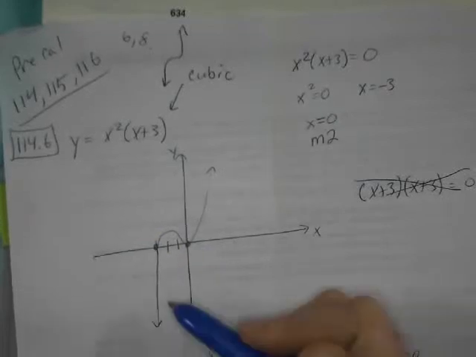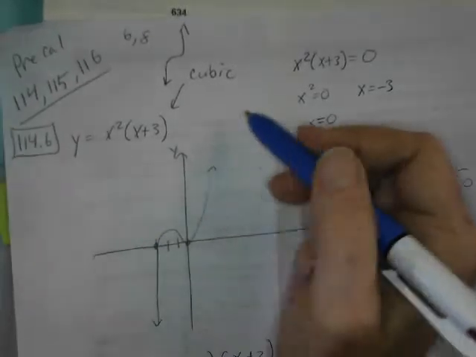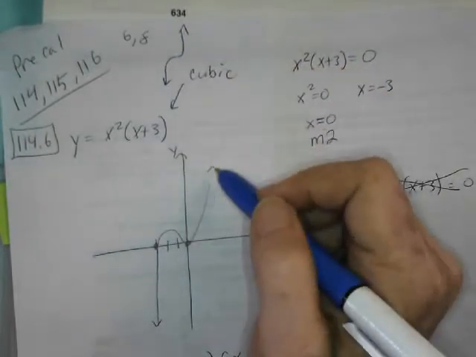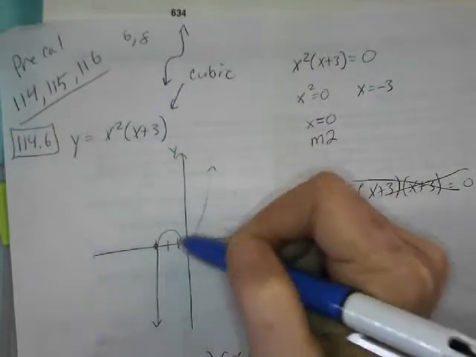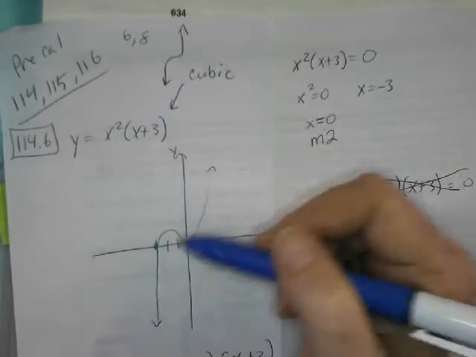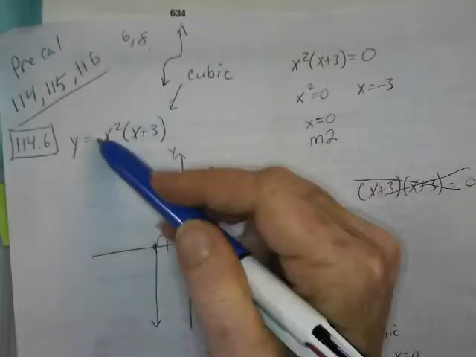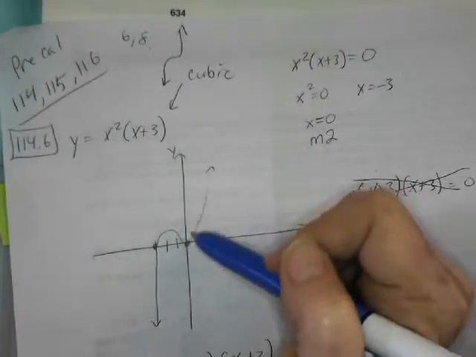Now, I could do a better job at that. I just know that cubics usually point up to the right, and to the left they point down. Unless I put a minus sign in front of it, then it would go the other way. But it doesn't have a minus sign. So I just know that.